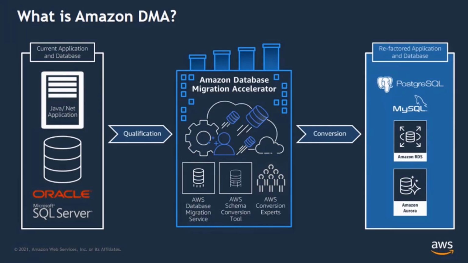Yeah, so behind the scenes, with Amazon DMA, what we're really offering is a team of AWS conversion experts to leverage the same tools that you have access to yourself as a customer. We use the AWS Database Migration Service to migrate the data, and the AWS Schema Conversion Tool to convert the database schema and application code. But really, the secret sauce, if you will, that we're bringing here is this team of absolute gurus that can really help with the conversion from what we call a legacy commercial database to a cloud native or open source engine.